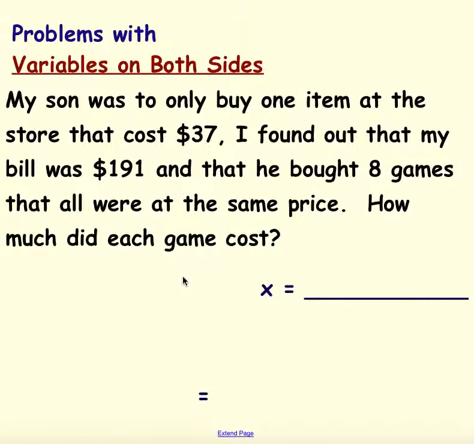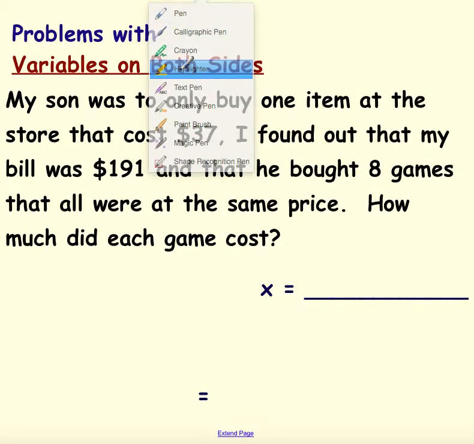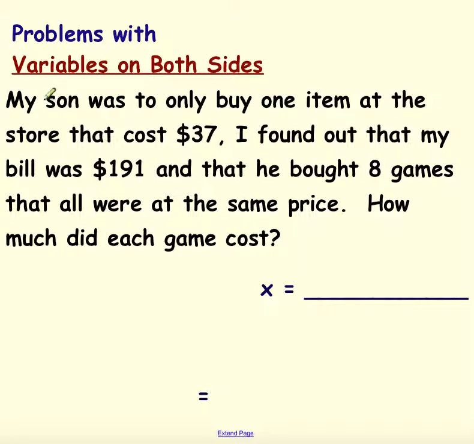The next one is everybody's favorite, word problems. You got to find out what is the important stuff and what's some of that stuff that we might not need. Don't really care too much about my son right now. I know that's a possibility. But he was only supposed to buy one thing, and it was costing $37. So if he did what he was supposed to, it was $37. But then I found out that the bill was $191. Not at all happy with that.